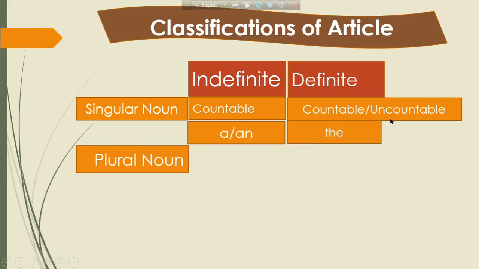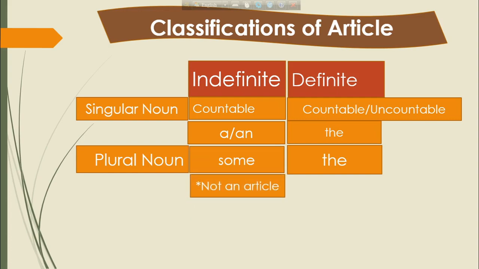We use the with countable and uncountable nouns when we are being specific. With plural noun, we use the when we are being specific. We usually don't use a or an with plural nouns. But when we want to indicate some parts of the plural noun, then we can use the word some. Technically, some is not an article. So remember, boys, some is not an article. We will use some only to mean the parts or some parts of plural noun.